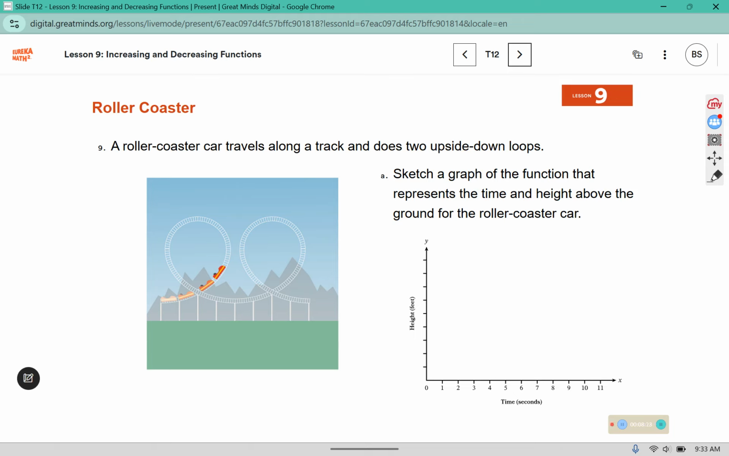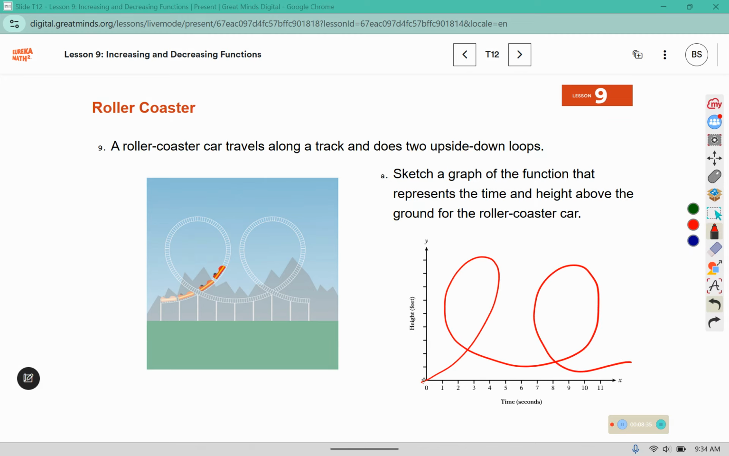Now, time is passing and the height is going up, but it doesn't go back in time. Even though our roller coaster appears to look like this, we don't want to go backwards in time. We want to continue moving forwards in time. So it starts down at the bottom, but it's not quite at ground level, so we might start it just above.